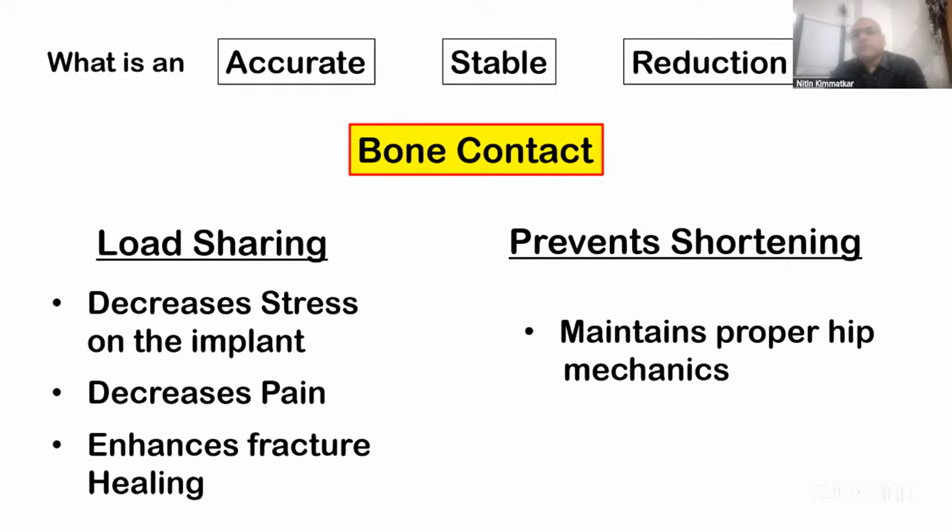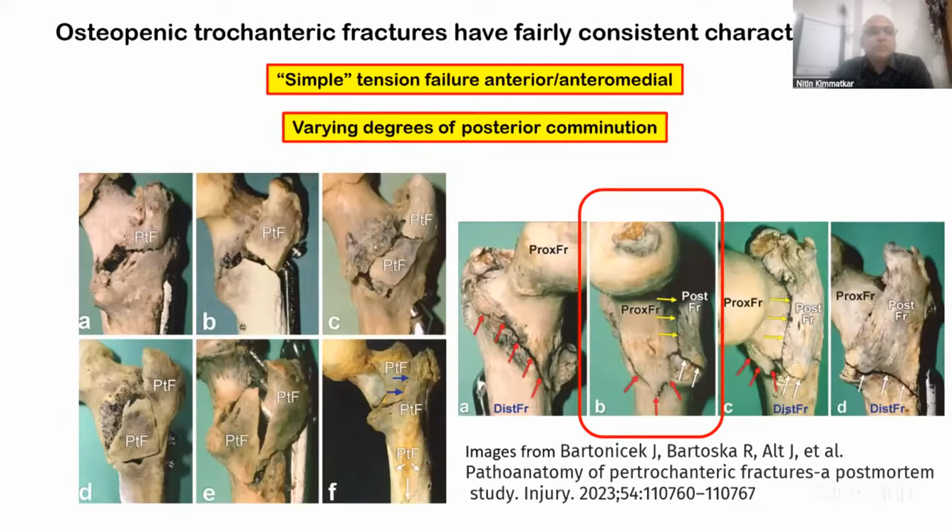It also prevents shortening, and it maintains proper hip mechanics so as to get good patient mobilization after healing of the fracture. If you study the osteopenic trochanteric fracture, they have fairly consistent characteristics. They fail in simple tension in the anterior or anteromedial part, and there is a varying degree of posterior comminution. As you have seen in these CTs in the previous slides, the posterior comminution is not in our hands.